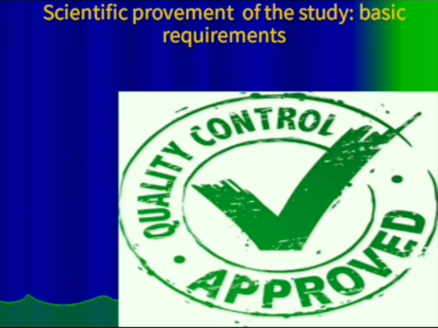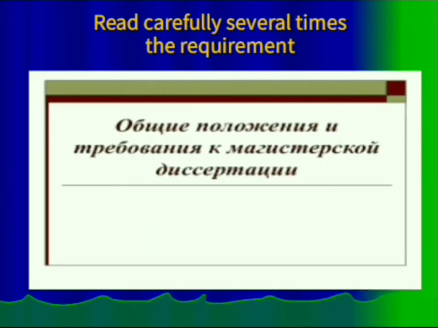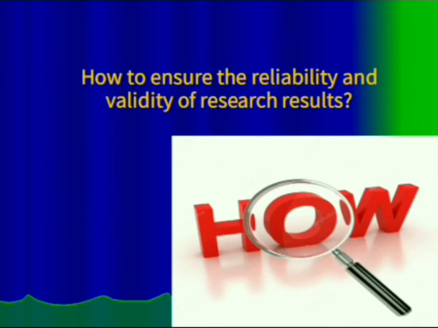So, quality control, approved. Look at the emblem. Of course, while writing your paper and while defending, you cannot get your master's thesis if its quality is not proved by a specialist. That's why you have to get acquainted first of all with the basic requirements. On the screen you can see the Russian naming of the academic code, the requirements for master's thesis, общие положения и требования к магистерской диссертации. So first of all, you have to get acquainted with this code.